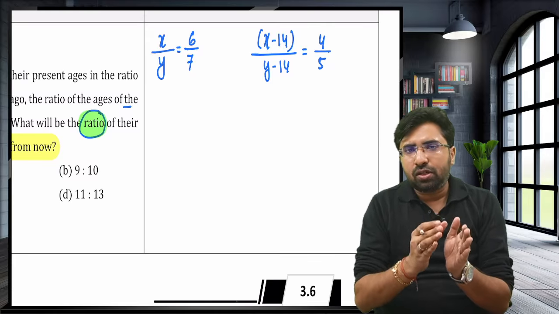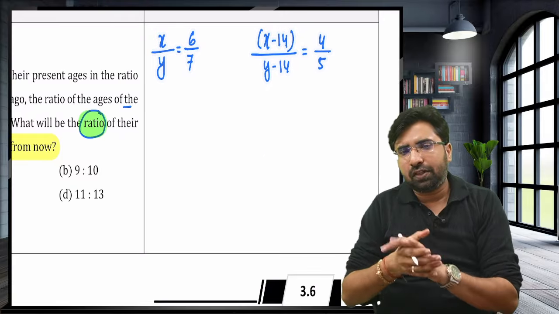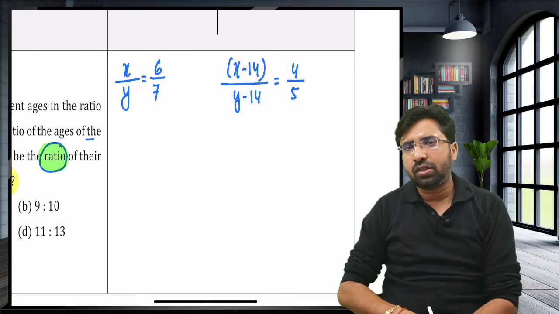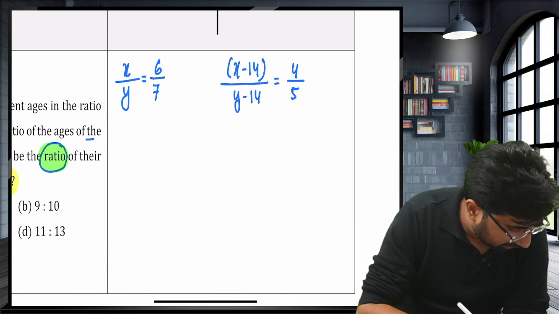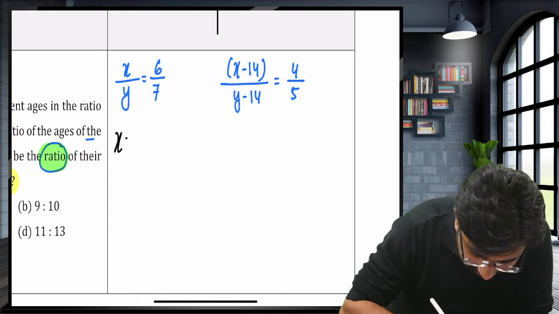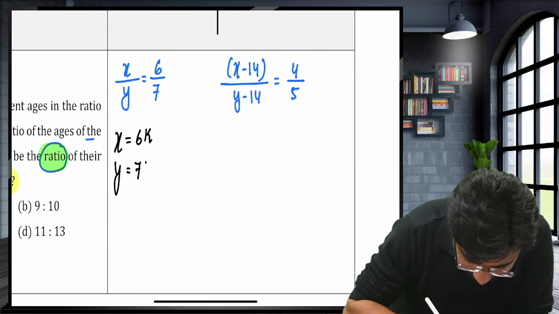We will add 21, so their ages will shift 21 years ahead. First we need to get the value of x. Two equations, two unknowns. Can I say here, let us say x is equal to 6k, y is equal to 7k.